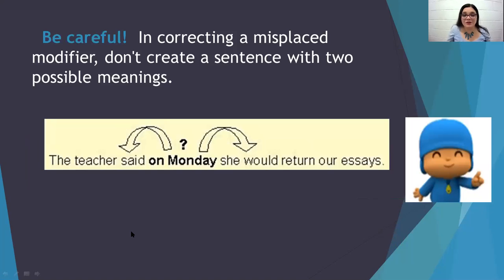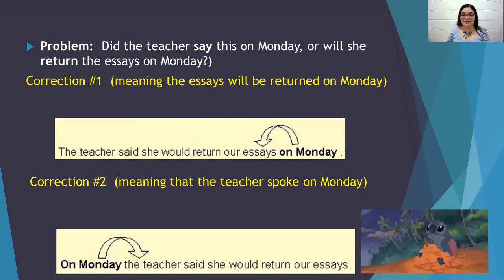In correcting a misplaced modifier, don't create a sentence with two possible meanings, please. The teacher said on Monday she would return our essays. The teacher said on Monday. Did she say it on Monday or will she return the essays on Monday? Weird. We don't know, right? It creates confusion. So the problem: did the teacher say this on Monday or will she return the essays on Monday? Correction for this one: The teacher said she will return our essays on Monday. Or, on Monday, comma, I will suggest a comma there.